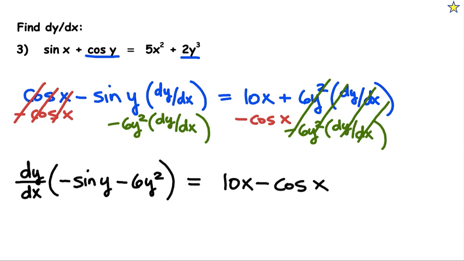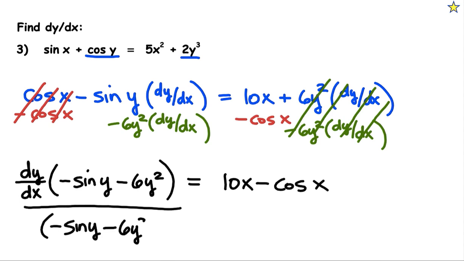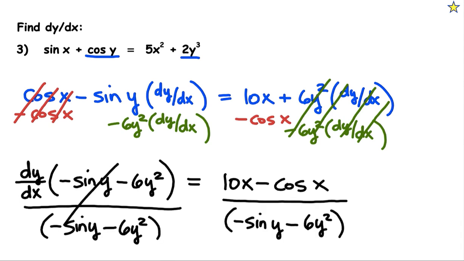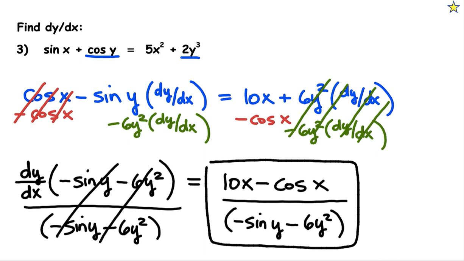And finally, to free up the dy/dx, obviously I factored it out front. I think you guys figured that out. I'm going to divide both sides by the parentheses that's there on the left. This, of course, will cancel, and this is my derivative.